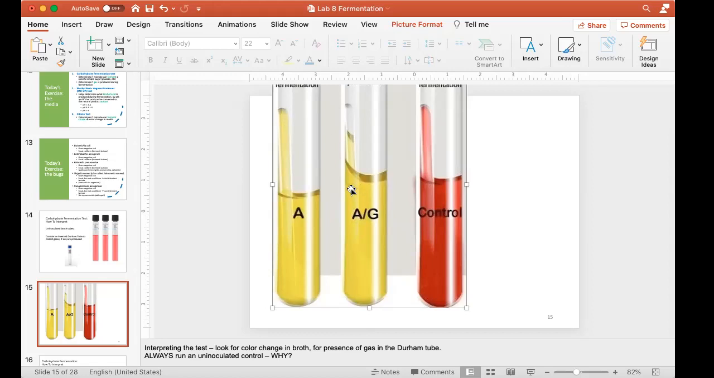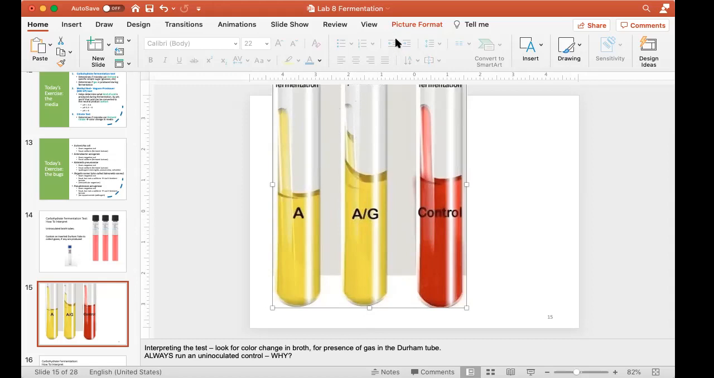This one is different. This is a positive reaction for acid, tube is yellow, and it's positive for gas production because look, there's a little gas bubble up at the top of the Durham tube. See that? So whatever's growing in here was not only able to ferment the sugar to produce an acid, but it also produced a gas.